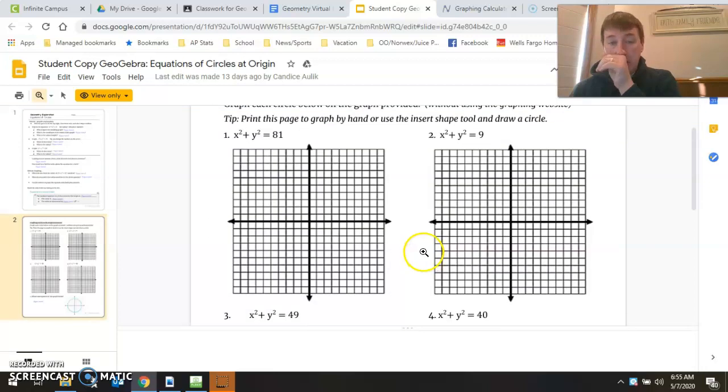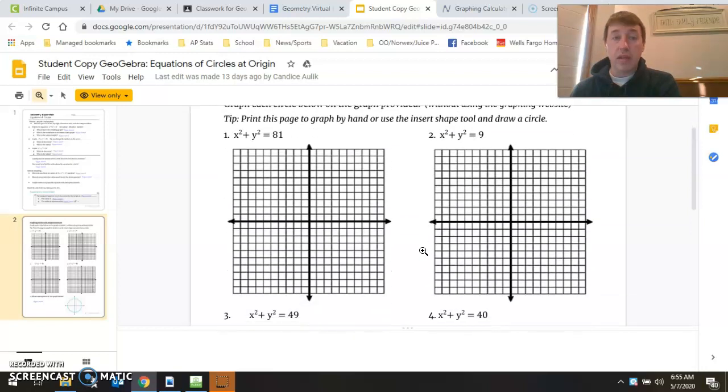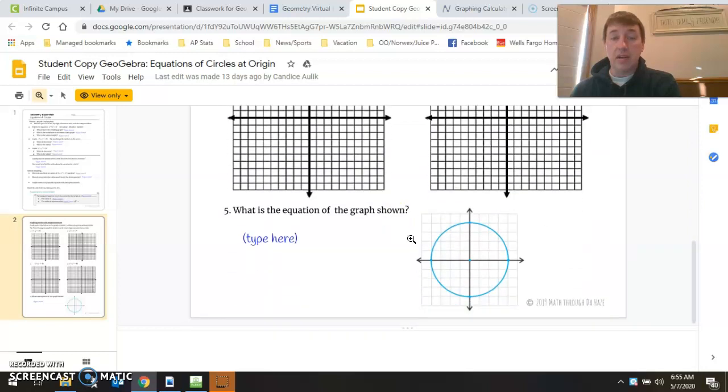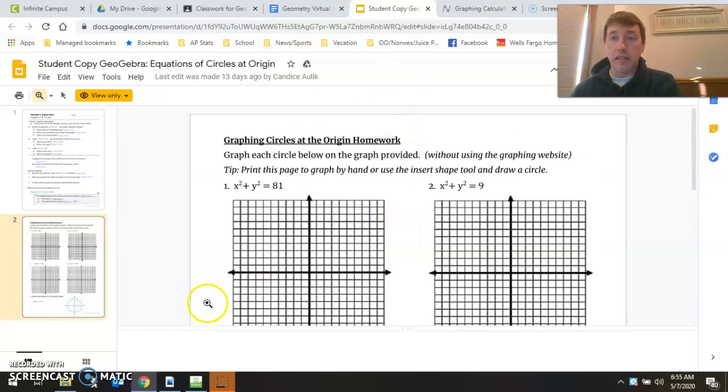Now I'm not going to have you watch a video, but I am going to assign this assignment here where you have to graph this. I suggest you print the page, or you can insert a shape tool and draw a circle. Let's do it that way to make it nice and easy. And then you have to draw the equation here. Ideally, it will be nice and easy for you.